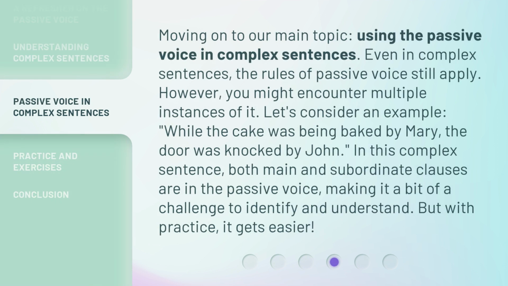Moving on to our main topic, using the passive voice in complex sentences. Even in complex sentences, the rules of passive voice still apply. However, you might encounter multiple instances of it. Let's consider an example. While the cake was being baked by Mary, the door was knocked by John. In this complex sentence, both main and subordinate clauses are in the passive voice, making it a bit of a challenge to identify and understand. But with practice, it gets easier.